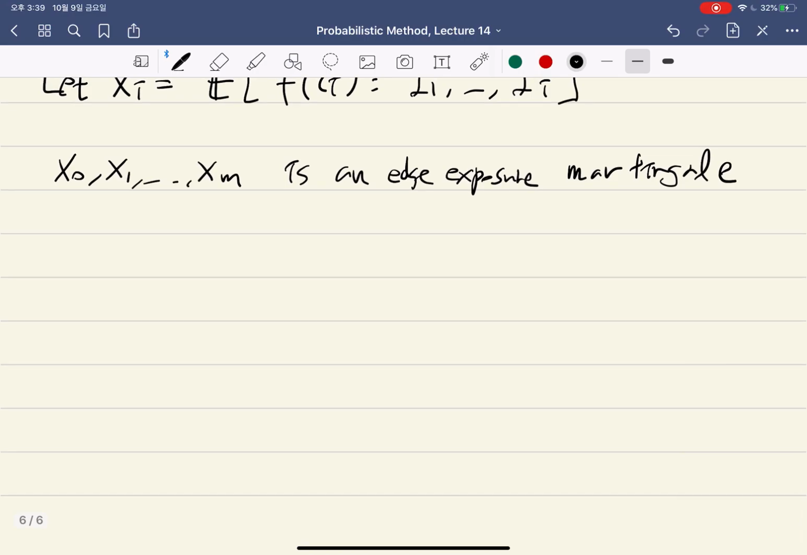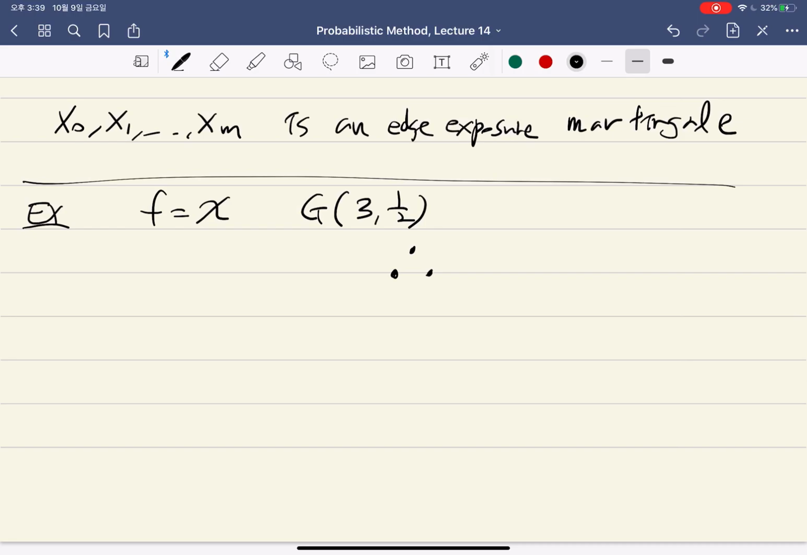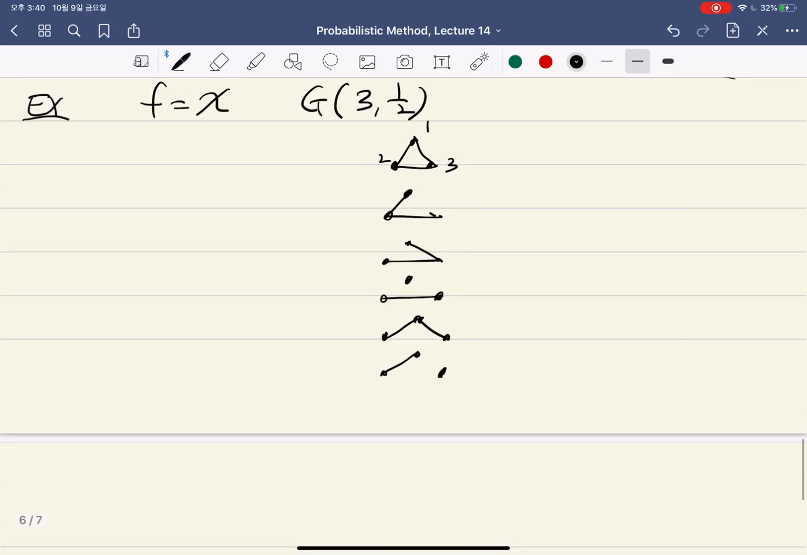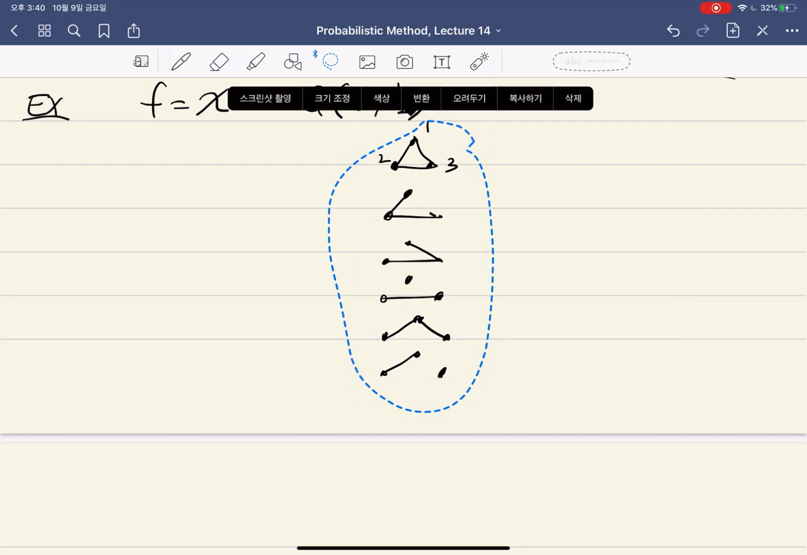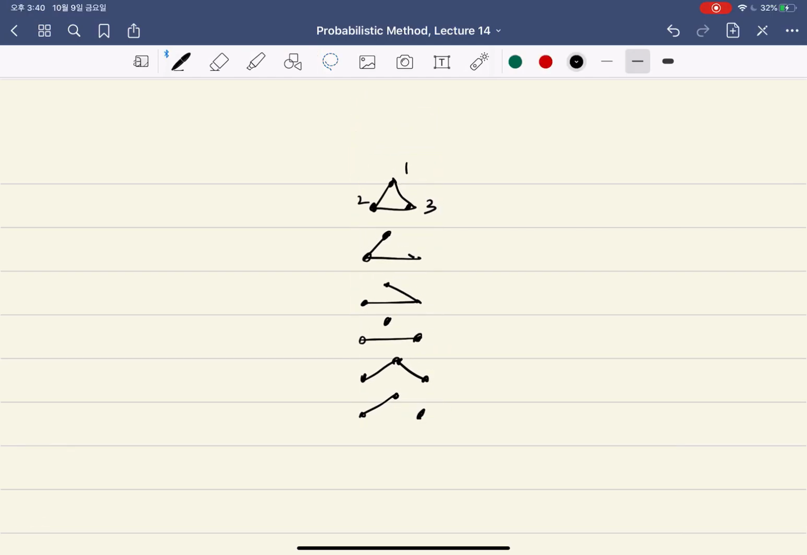So let's consider an example. We consider the chromatic number on G(3, 1/2), say. G(3, 1/2) consists of graphs on 3 vertices. Say these are vertices 1, 2, 3. You can have one of these graphs. Let me use more space. 1, 2, 3, 4, 5, 6, 8.